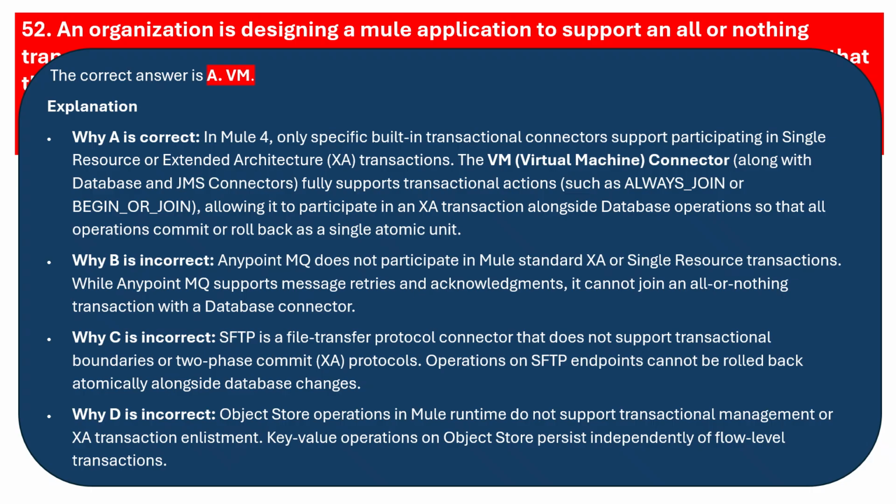Why B is incorrect. Anypoint MQ does not participate in Mule's standard XA or single resource transactions. While Anypoint MQ supports message retries and acknowledgments, it cannot join an all-or-nothing transaction with a database connector. Why C is incorrect. SFTP is a file transfer protocol connector that does not support transactional boundaries or two-phase commit XA protocols. Operations on SFTP endpoints cannot be rolled back atomically alongside database changes.